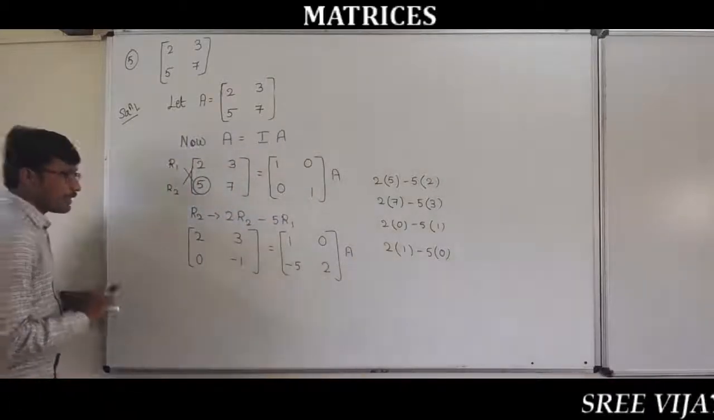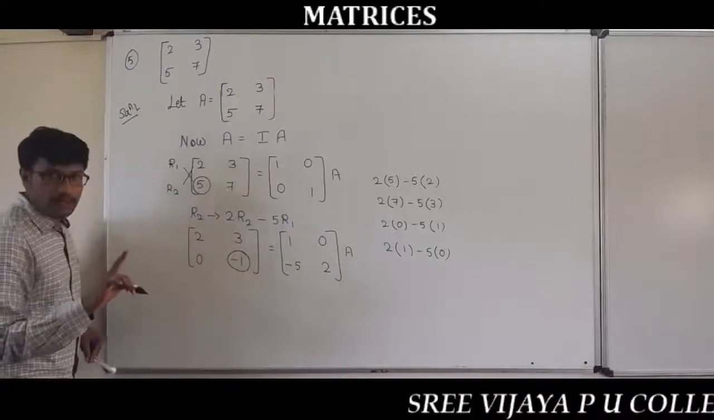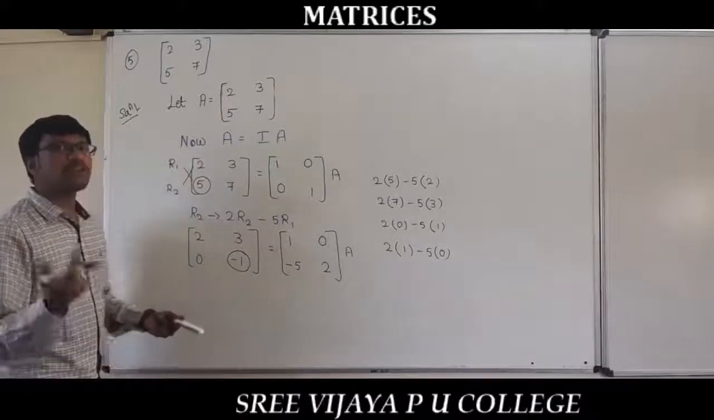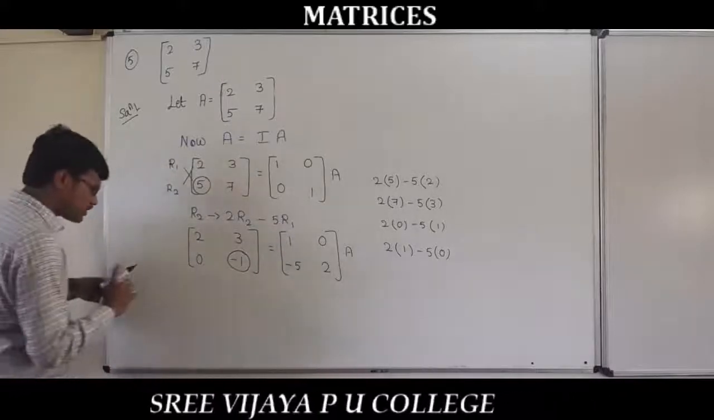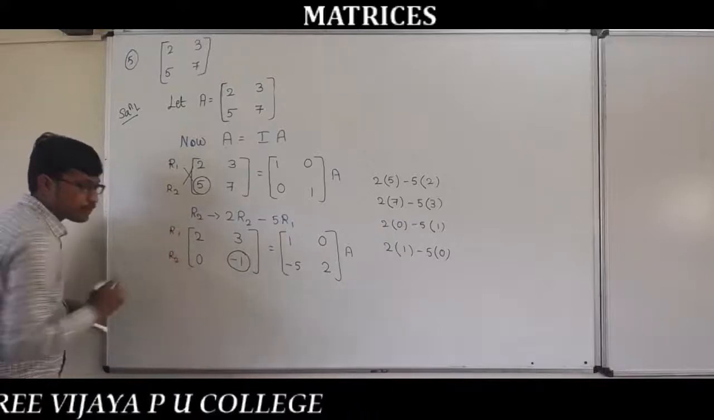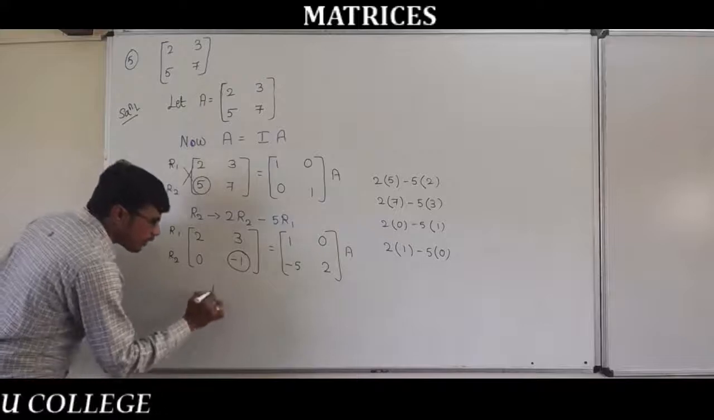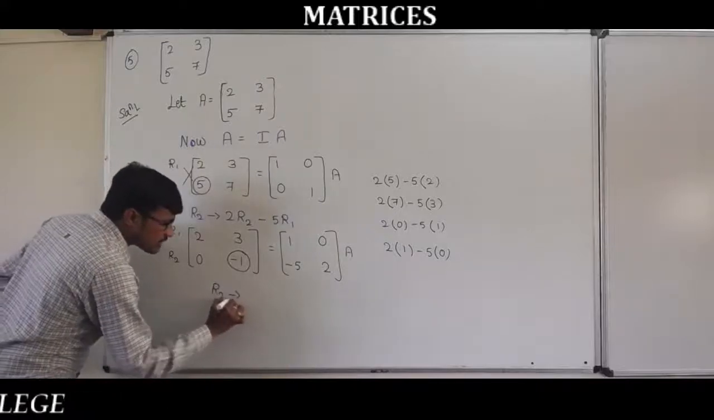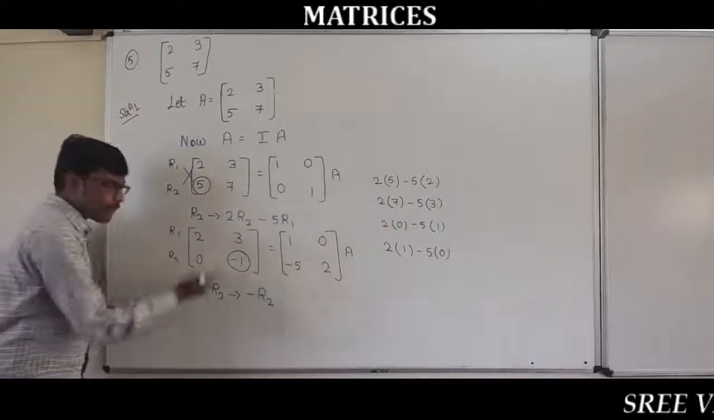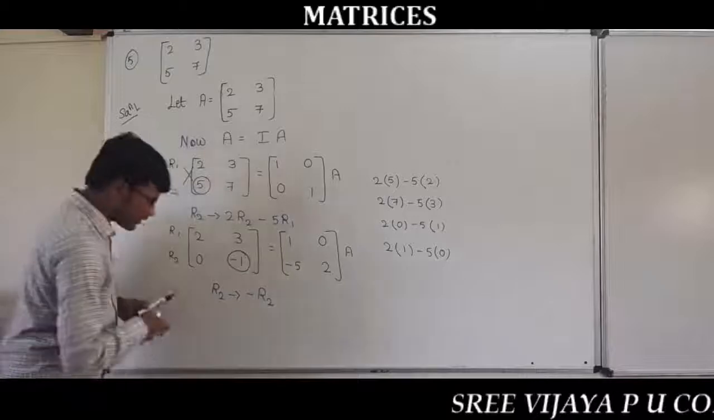Okay. Now next, to make this a 1, you can divide by minus 1 or you can multiply by minus 1. Both are the same only. Nothing will change here. So it is R1, it is R2. To make this a 1, I will change R2 to minus R2. If you divide by minus 1 or multiply by minus 1, both are the same only.